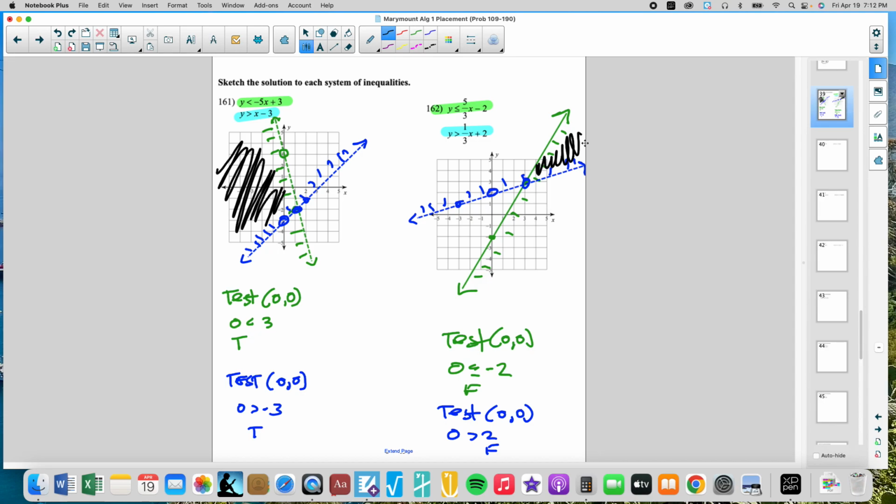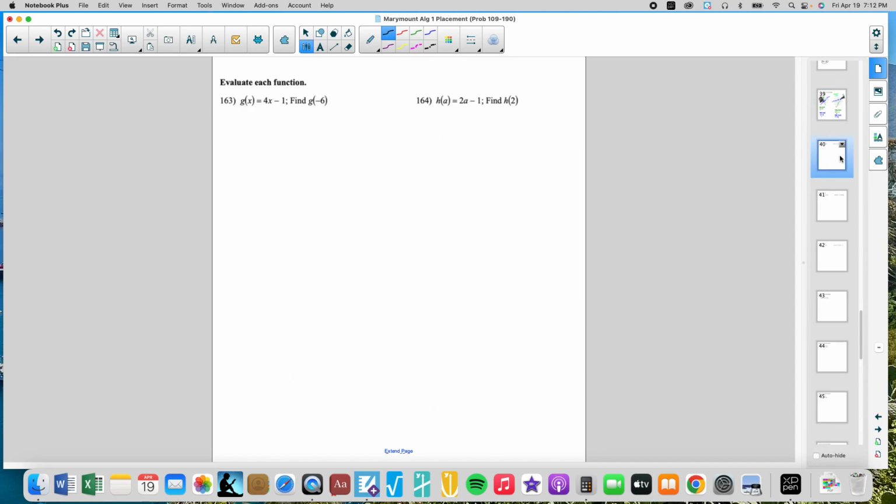Yep, that looks good. My hand is cramping. Functions, love functions. Functions are so good.